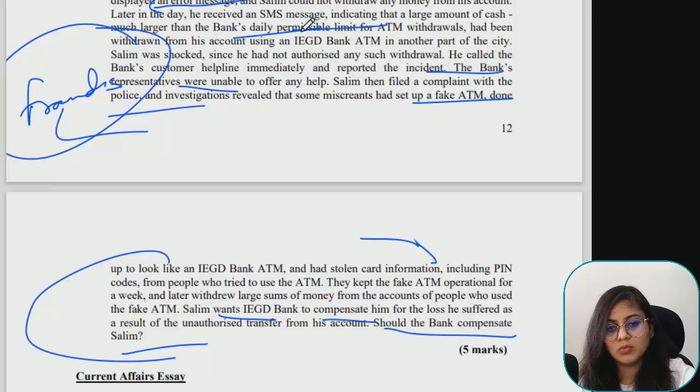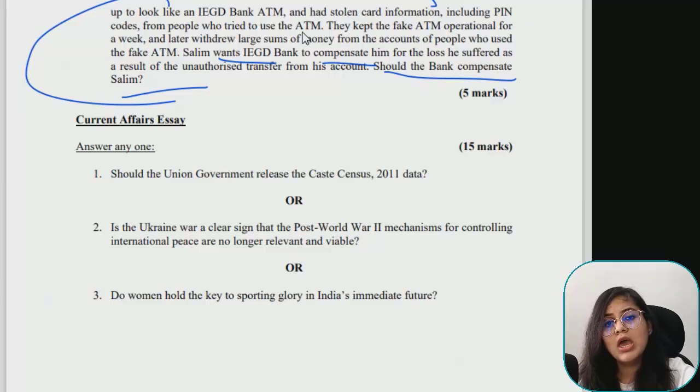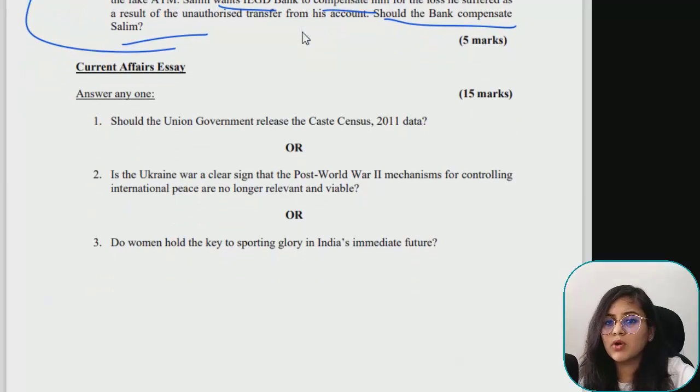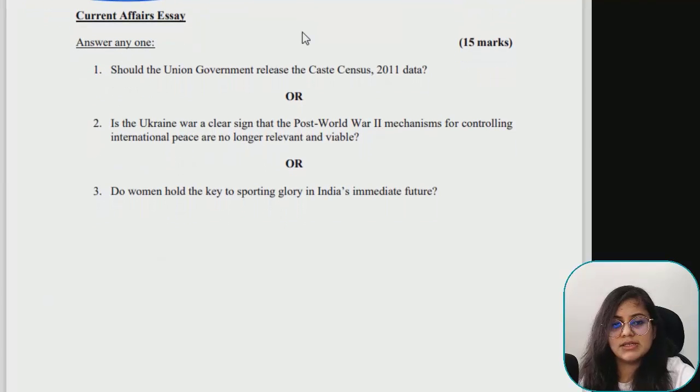Then moving forward, also when he saw that he is not able to withdraw, he should have again gone to the physical premises and reported this issue that he is not able to withdraw money. These can be your contentions from the side of the bank. Now coming on to essays.